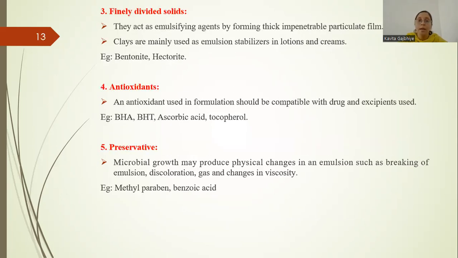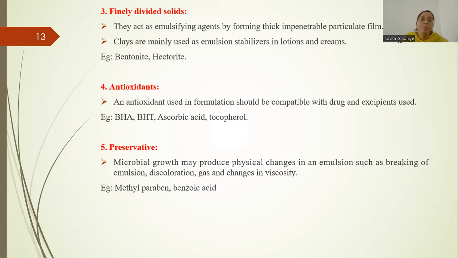Now, after surfactants, many a time finely divided solids are also added into the emulsion. They also act as emulsifying agents by forming a thick, impenetrable particulate film. Mainly, the class of clays are the finely divided solids. Clays, of course, have some viscosity, so they can be used as stabilizers in lotion as well as cream types of emulsion. For example, bentonite as well as hectorite. These are examples of clays which are used as emulsifying or stabilizing agents.